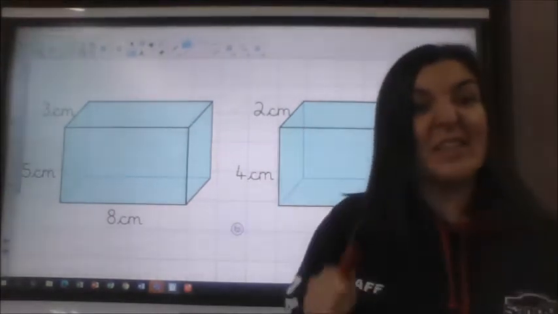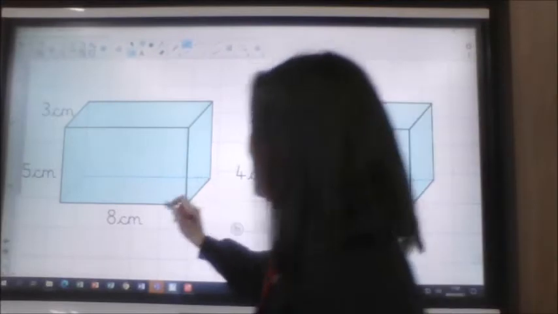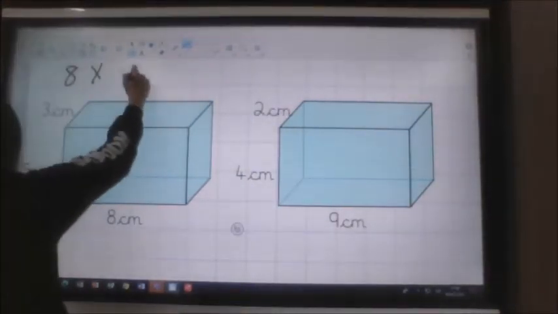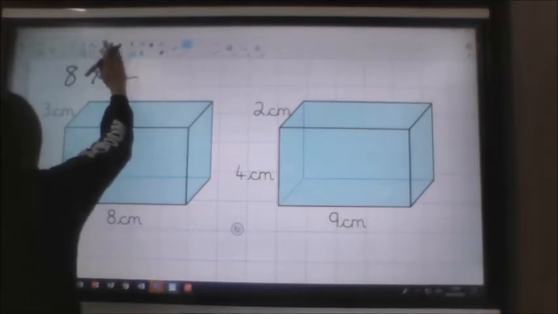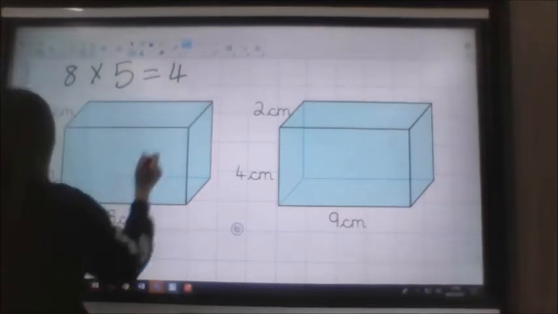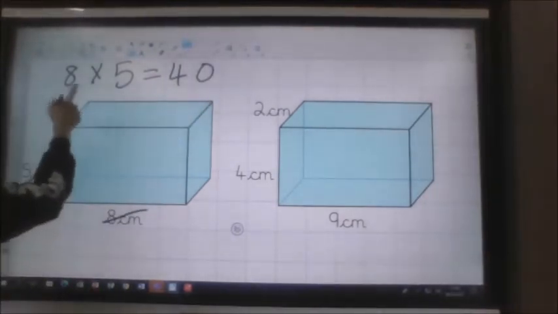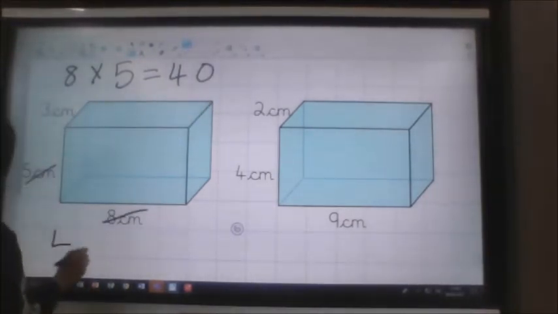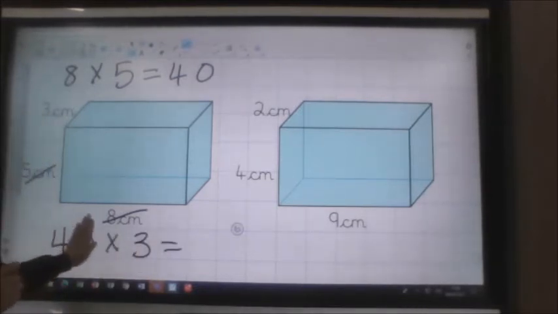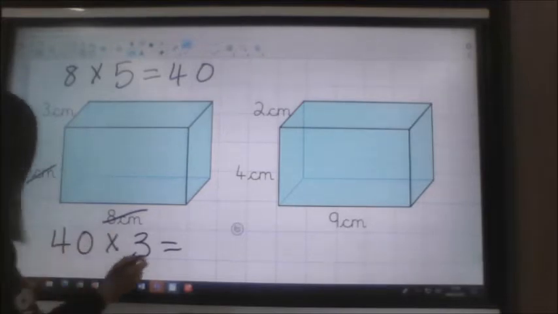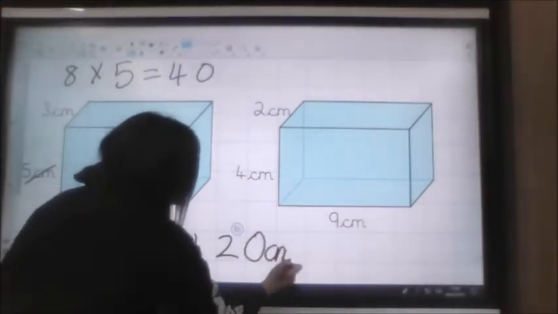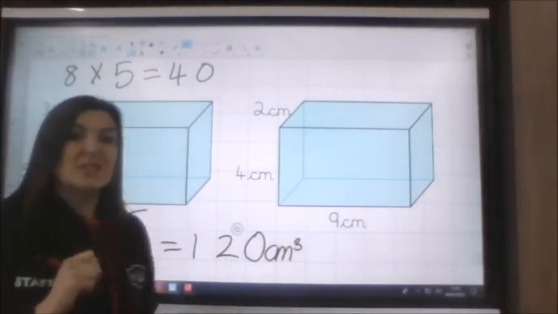Okay, so we'll have a little look at them together. I've got 8 times 5, which I know is 40. So that's those two. And then I'm going to do 40 multiplied by 3. I don't need a short multiplication here because I can cover the 0. 4 times 3 is 12. And put my 0 back on, centimetres cubed, because it's volume.